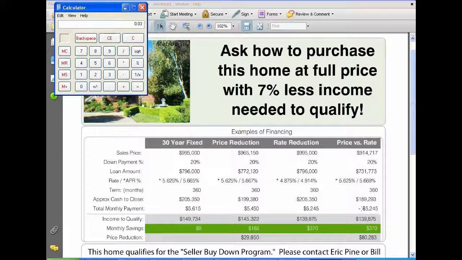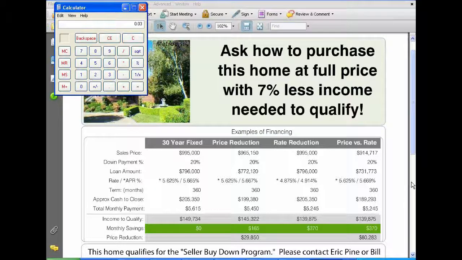So we do this to tell the real estate agent, hey, if you ever run into a situation where you want to talk about a seller buy-down, and why the seller would want to do this versus reducing their price, you can do this. Plus, it keeps the value in the neighborhood higher. So everybody wins when you do a seller buy-down.